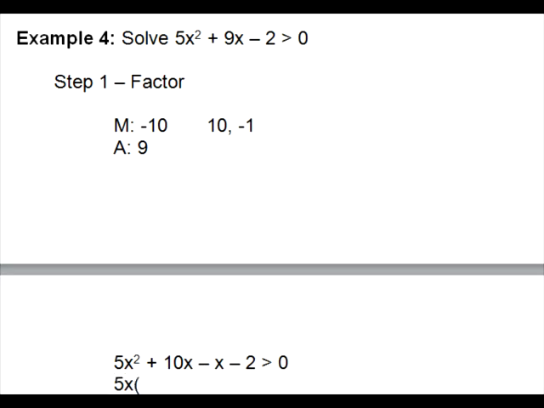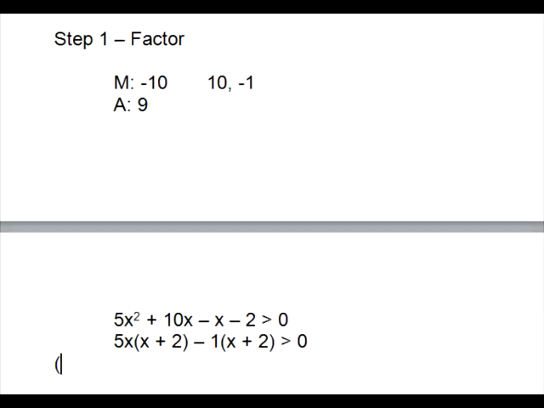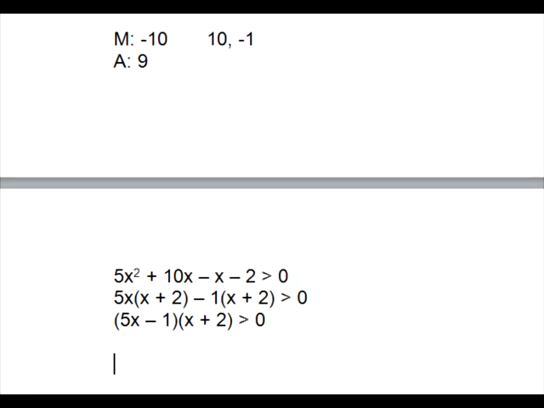Take out a common factor of 5x, and then take out a common factor of negative 1. And you have 5x minus 1, x plus 2 is greater than 0. Okay, so things are looking good, but I don't really see what progress we've made here. Well, the progress is that we're going to get our roots in a sec. So my roots are going to be x equals 1/5 and x equals negative 2.